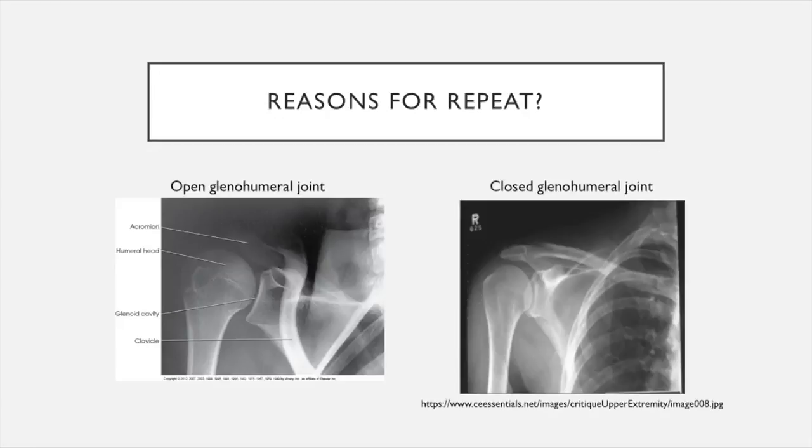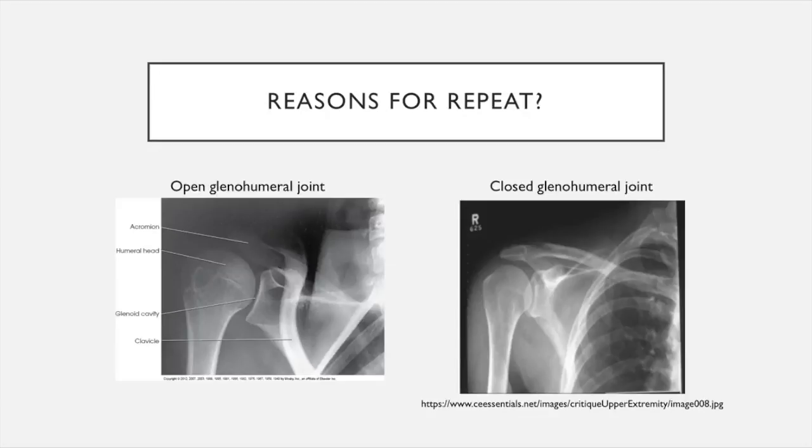So the glenoid cavity should be seen in profile. If you were to get the image on the left, it is acceptable, and the image on the right is unacceptable. You would have to repeat the image on the right by either rotating the patient more towards the board or less towards the board to try to get that joint open.